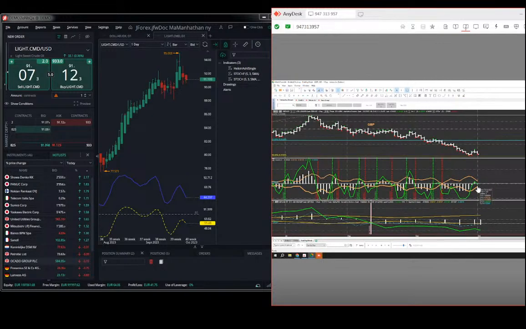Let's take a look at cable. There's cable. It went into the daily buy on Friday, but it's in a weekly sell, so you don't take the trade, of course. And you can see here it's still in that sell with no problem, and now trying to go back into a sell.